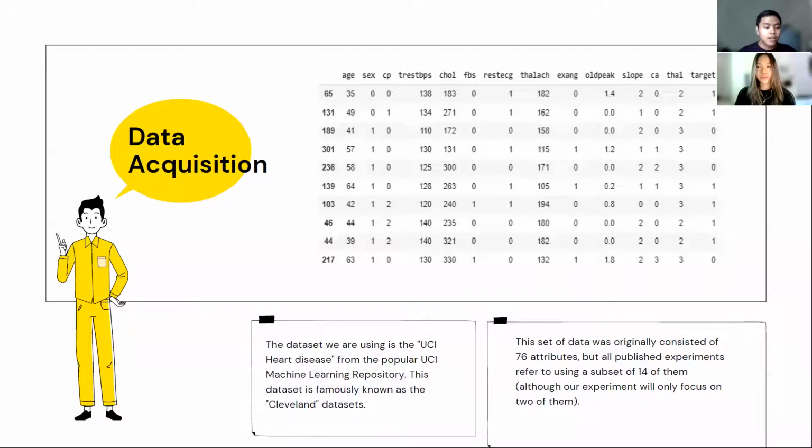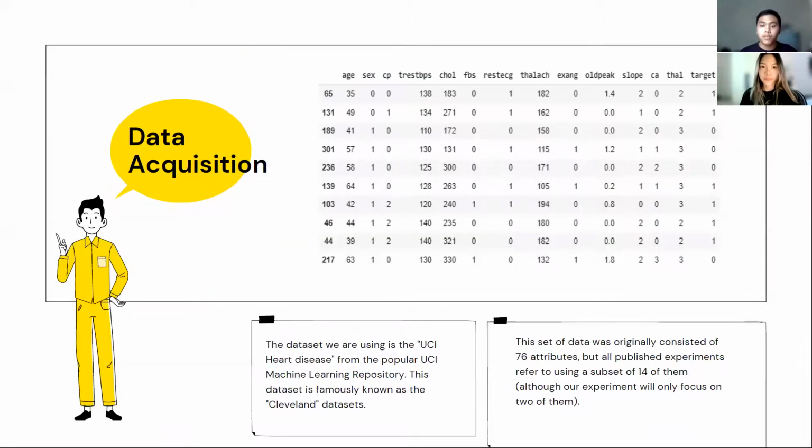The dataset we are using is the UCI heart disease from the popular UCI machine learning repository. This dataset is famously known as the Cleveland dataset. The dataset originally consisted of 76 attributes, but all published experiments refer to using a subset of only 14 of them, although our experiment will only focus on two of them, which are sex and age.